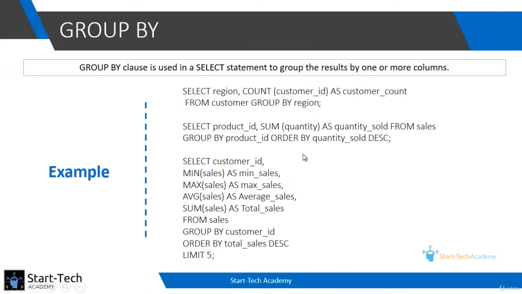So in the first example, suppose you want to find out how many customers live in which region of the country. To do that, we will select the region and the count of customer IDs, and this we will do from the table customer, and we'll group this by the column region. So if you can imagine, this will group the regions, we'll get the name of the regions, and alongside that it will give us the count of customer IDs in that region. Let us go and write this query.